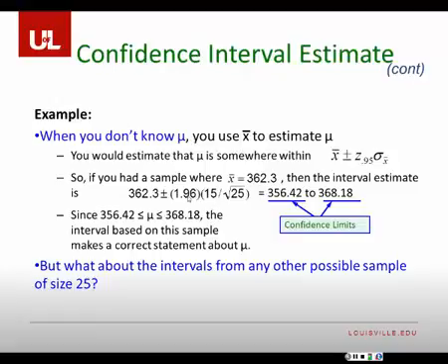Here's our 1.96. Here's our standard deviation of 15. Here we're taking the square root of the sample size, multiplying through. We get that entire thing. We call this entire thing here the margin of error, the margin of error that we're willing to accept. And then we add that and subtract that from the sample mean.